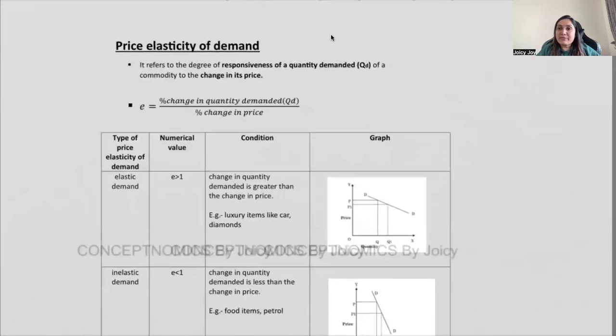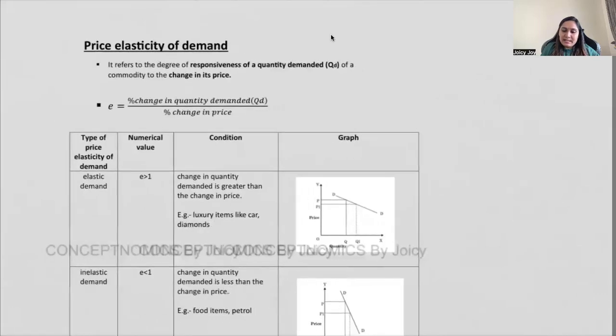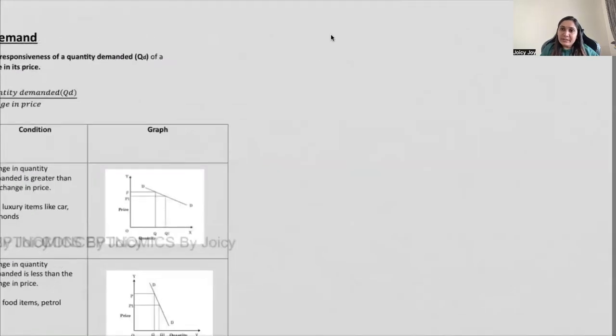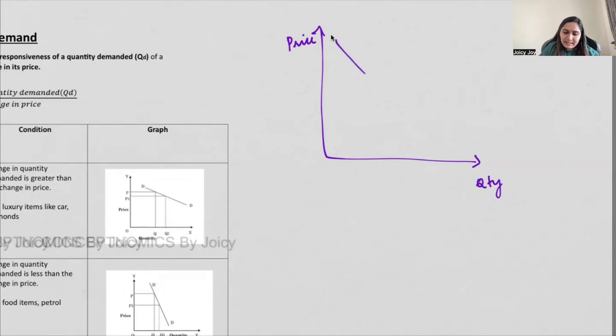So the first concept that we will discuss is the price elasticity of demand. Now, I want you to recollect the features of demand curve, which we have studied in our first class of microeconomics. Let's quickly recollect what are the features of a demand curve. Before that, we will see how a demand curve looks like. Price and quantity, and this is how a demand curve would look like.